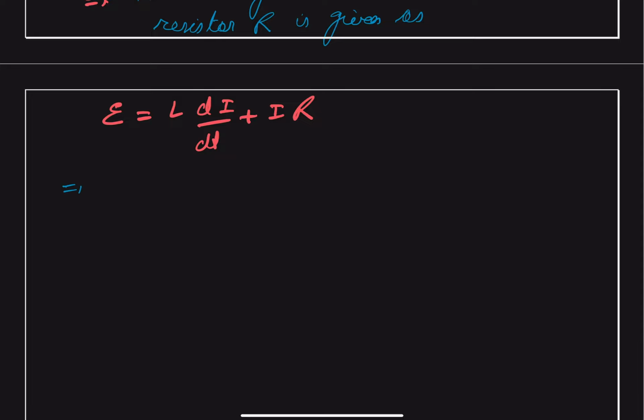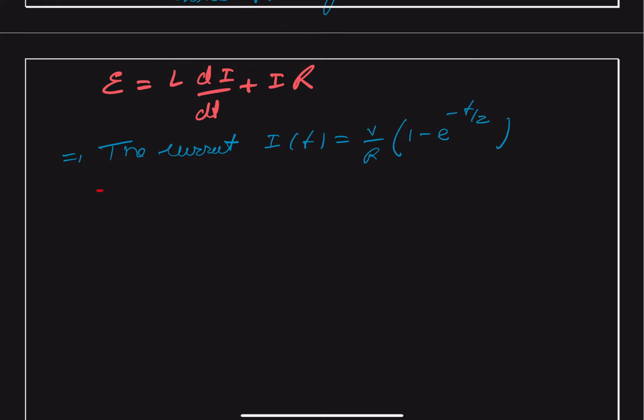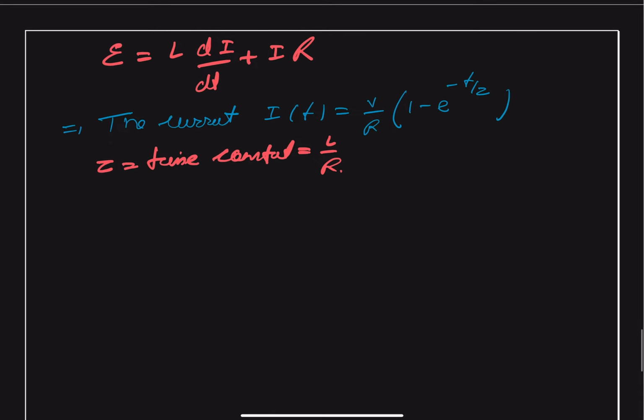So the current I of t will be equal to V upon R times 1 minus e raised to minus t upon tau, where tau is the time constant, and this is written as L upon R. So in this equation, you can clearly see that the current rises from t equal to 0 to the maximum value V upon R.